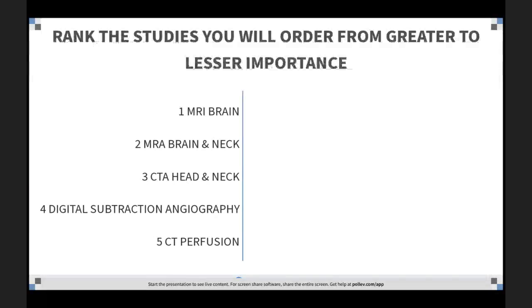But if there's a large penumbra and a small core infarct, then the patient could go straight to a DSA, or straight to get an angio and possible thrombectomy. So if that were the case, I would just skip the MRI brain. Cool. Anybody disagrees with Tyler?